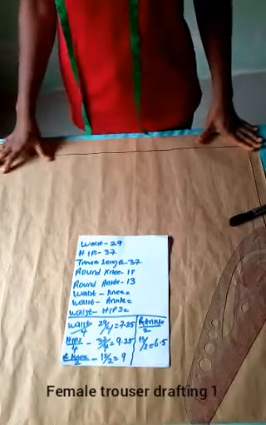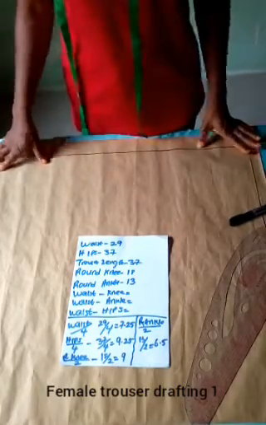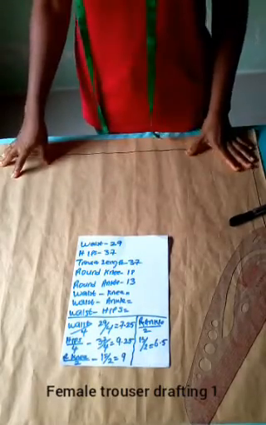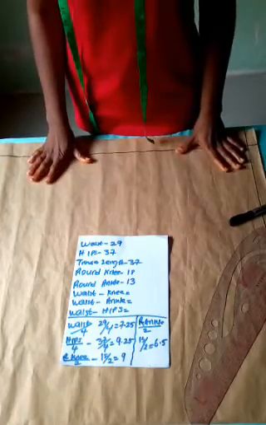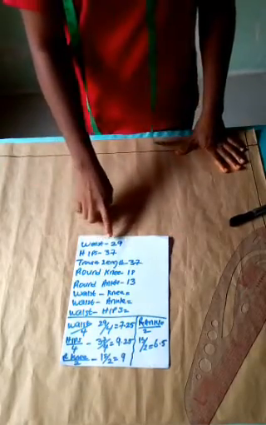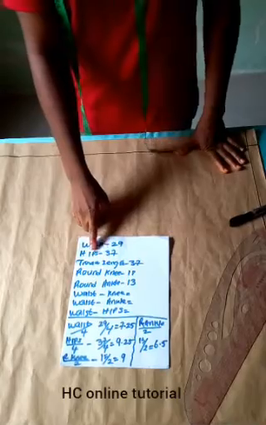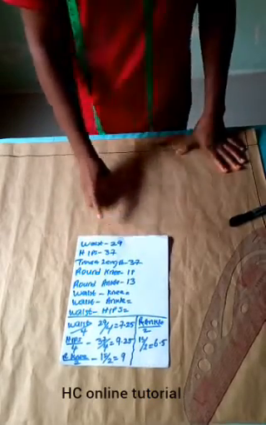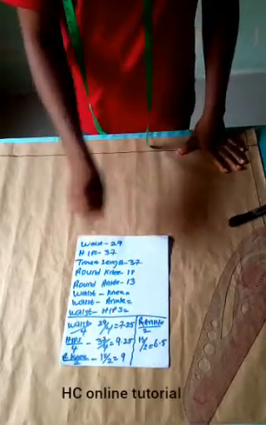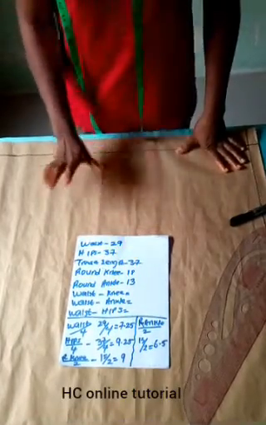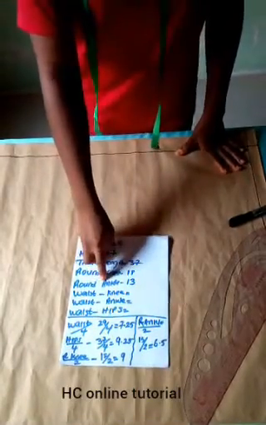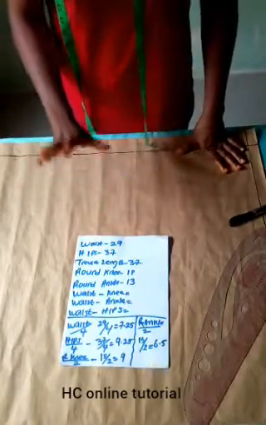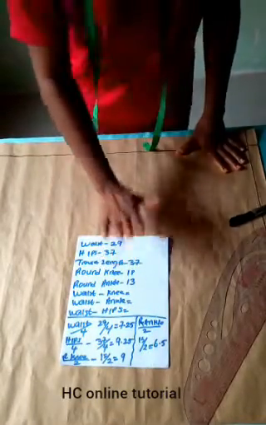For this tutorial we are going to be learning how to draft a female trouser, and the measurements we are working with are: waist circumference of 29, hip circumference of 37, trouser length of 37, the round knee, that is the knee circumference we are working with for the tutorial, is 18. The round ankle, that is the ankle circumference we are working with for the tutorial, is 13.